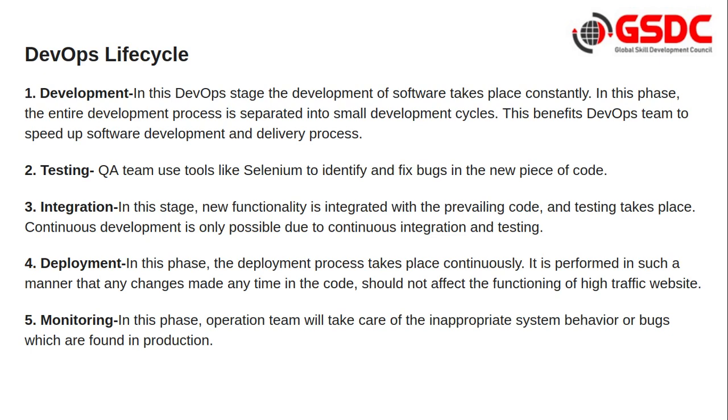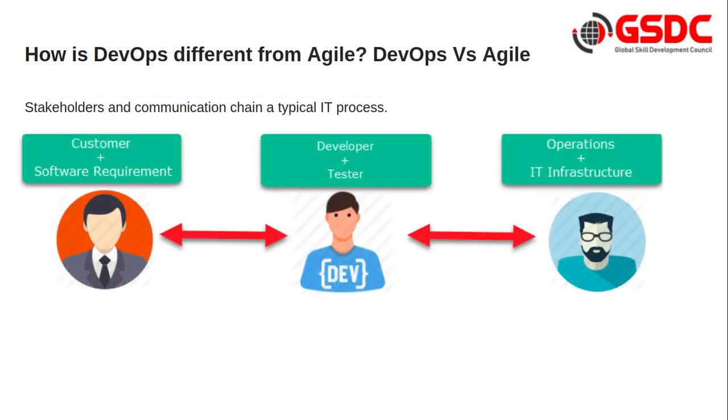Okay, and then again we can do monitoring whatever the application we have developed. Right, now let's see what is the difference between DevOps and Agile. And how does the typical stakeholder communication chain in the IT process work, meaning how does this communication happen?